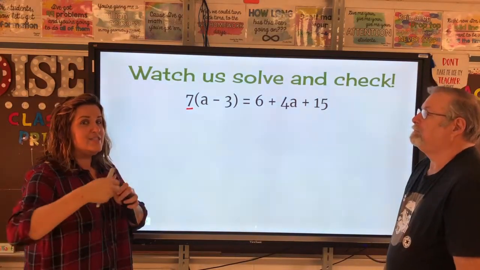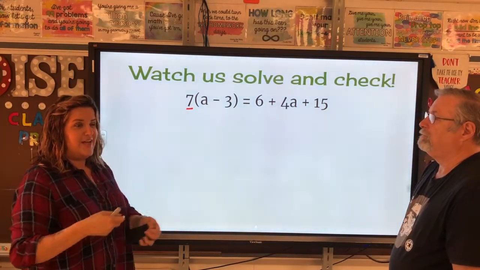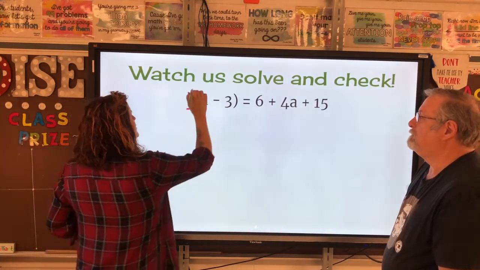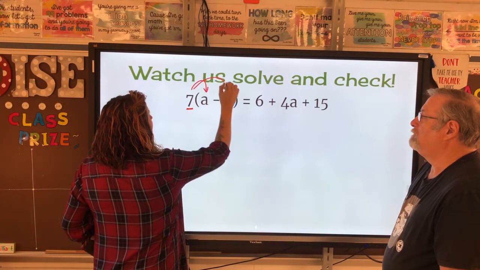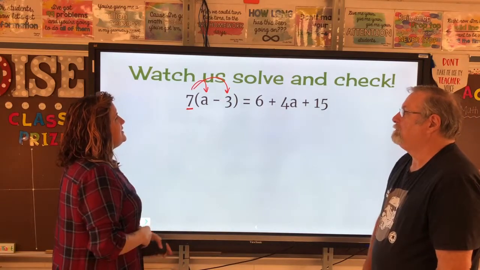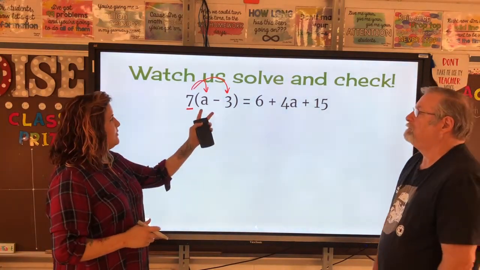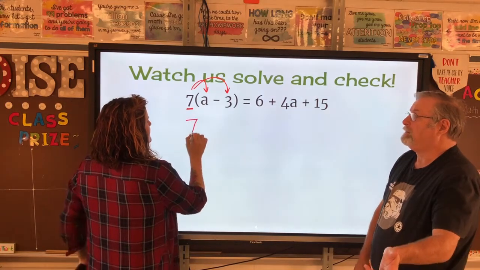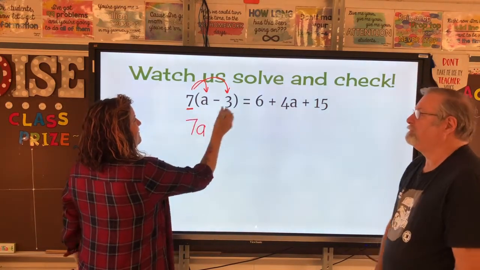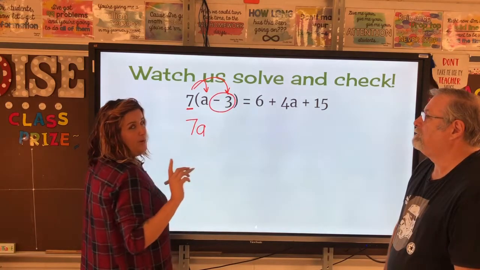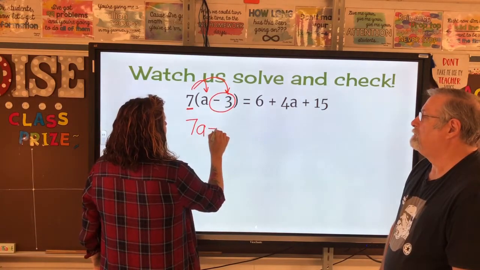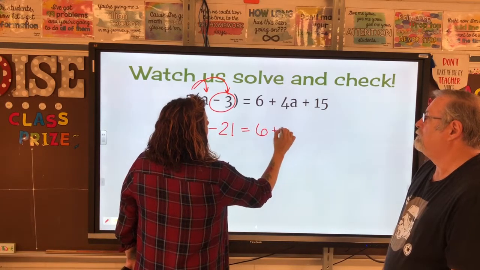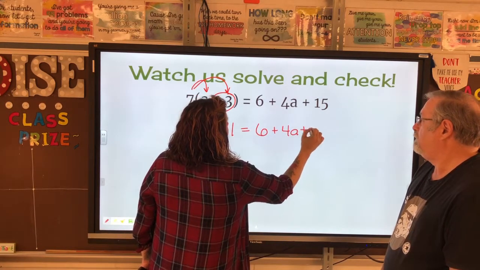So I'm going to distribute. If we were in class right now, we would hand you out notes, which means everybody gets one. We distribute that 7 to the numbers on the inside. So I'm going to multiply the 2 numbers on the inside by that 7. 7 times a is 7a, and 7 times negative 3 is negative 21. Equals 6 plus 4a plus 15.